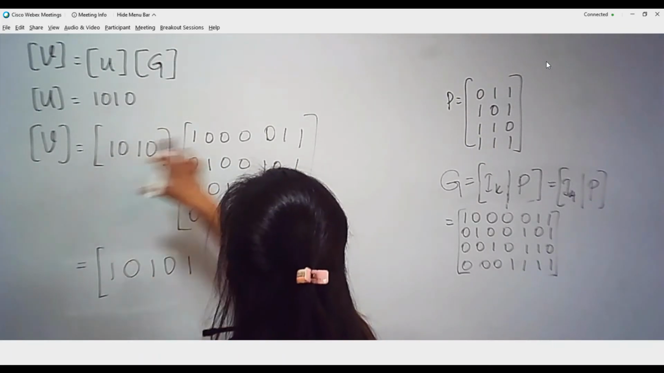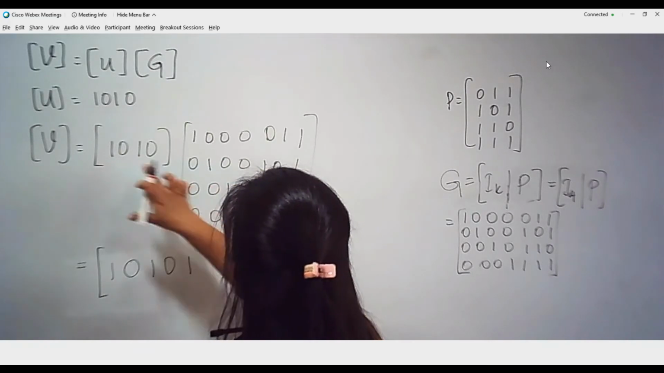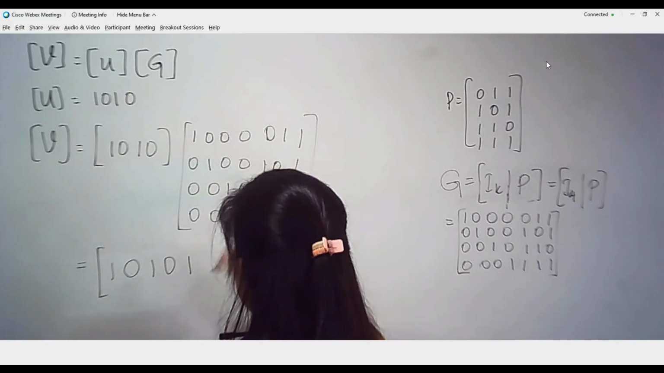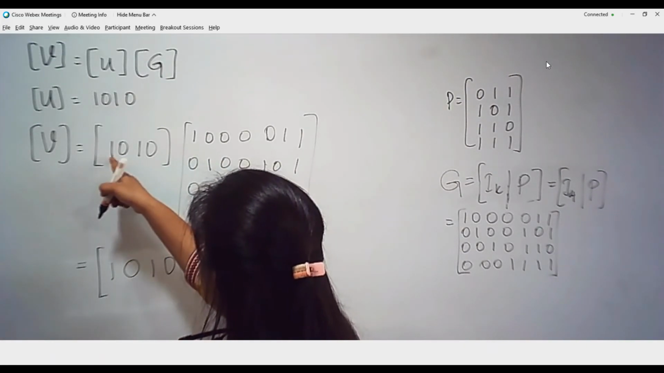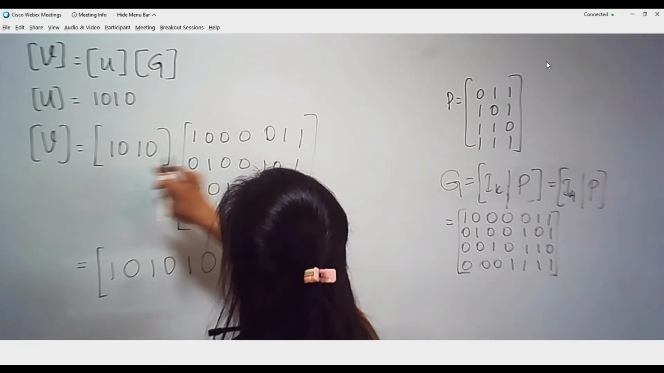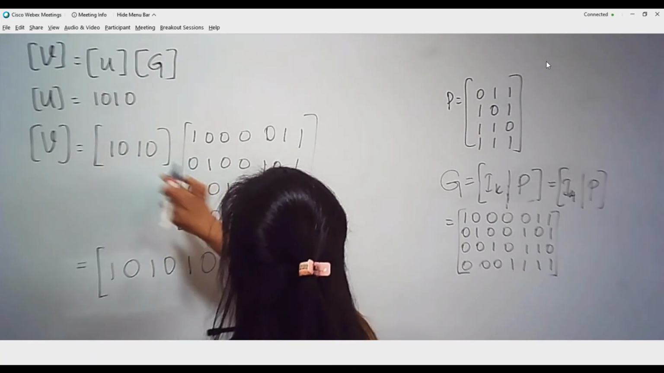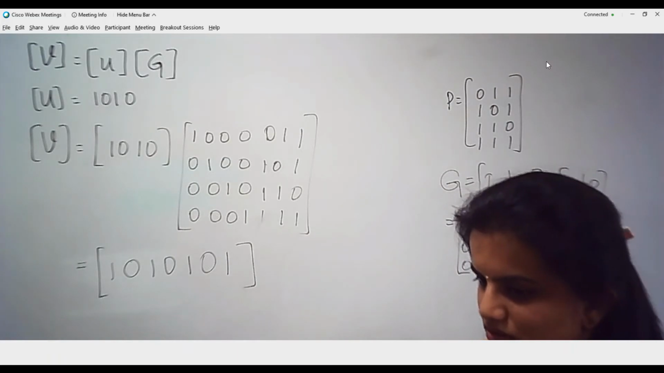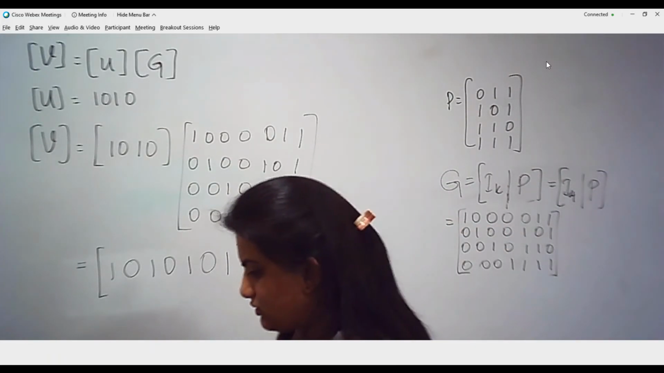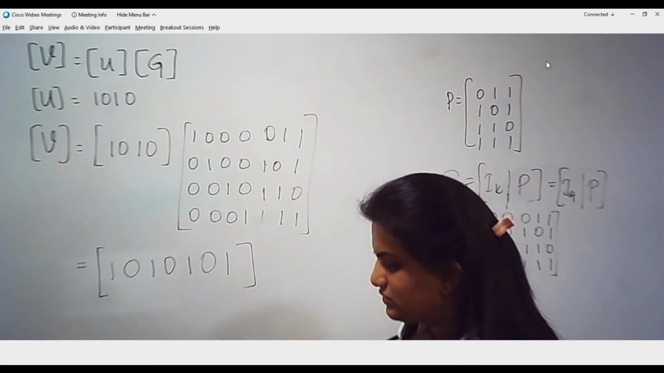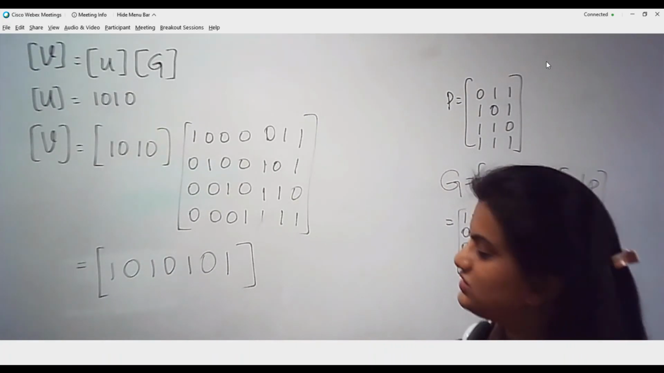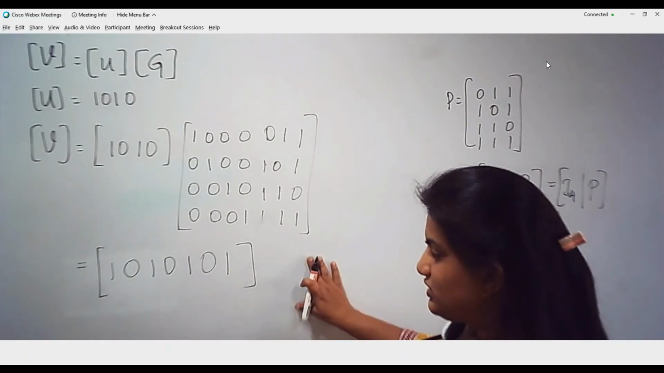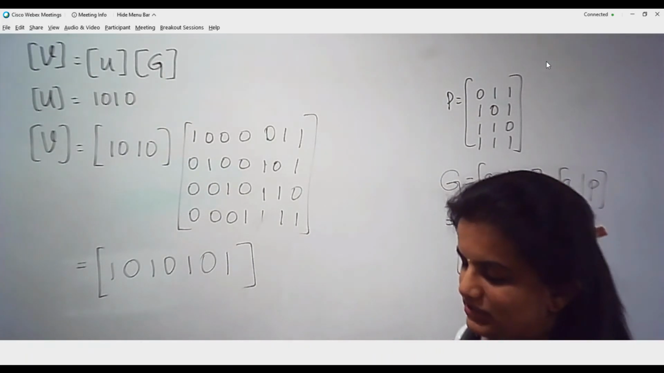Coming to the sixth bit, 1 into 1 is 1, 0 into 0 is 0, 1 into 1 is 1, 0 into 1 is 0, 1 plus 1 is also 0, so it is 0. Then 1 into 1 is 1, 0, 0, 0, so it is just 1. This is the code vector that you are going to get: 1 0 1 0 1 0 1. So this is your code vector.